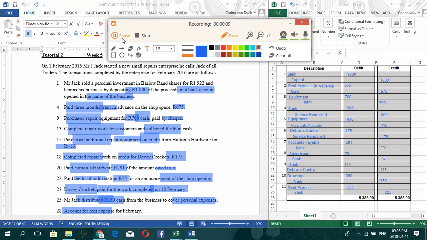The total amount on the debit and credit side has to balance. If it's not balancing, you made a mistake.